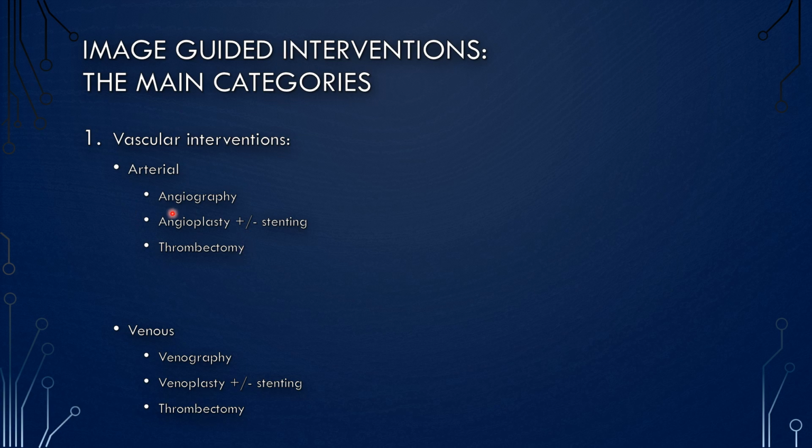And then plasty is ballooning. So angioplasty, if you see a narrowing in a vessel, you can balloon it. Stenting is putting in a stent, which is da'ama in Arabic. It's like a small pipe that keeps the artery or the vein open. And sometimes you can also do thrombectomy. So if there is an embolus or a thrombus, you can basically remove it.